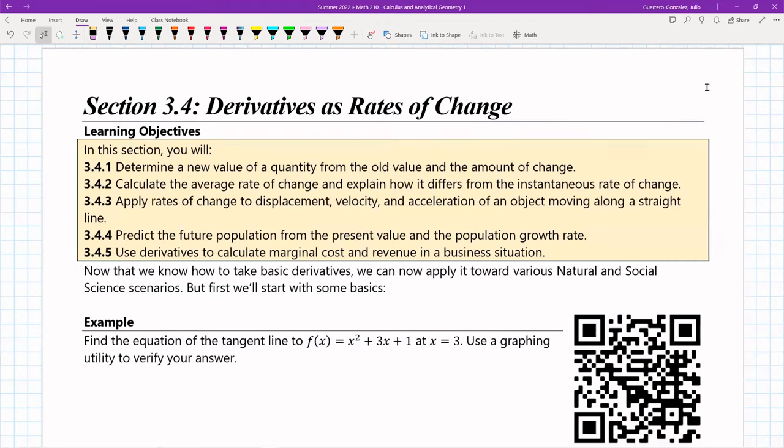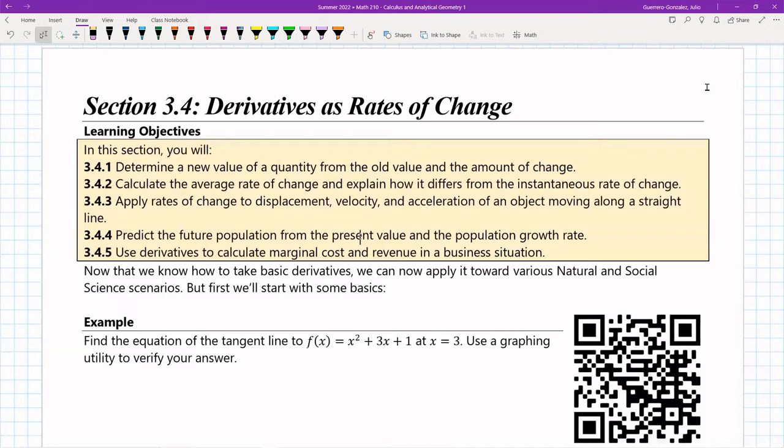Hello, everybody. This is going to be the lecture for section 3.4, derivatives as rates of change. In sections 3.1 and 3.2, we learned how to define a derivative, the theory behind it, how to construct it, and the formula for it. In section 3.3, we found some rules and shortcuts to quicken the process. So now we should be able to take derivatives much faster.